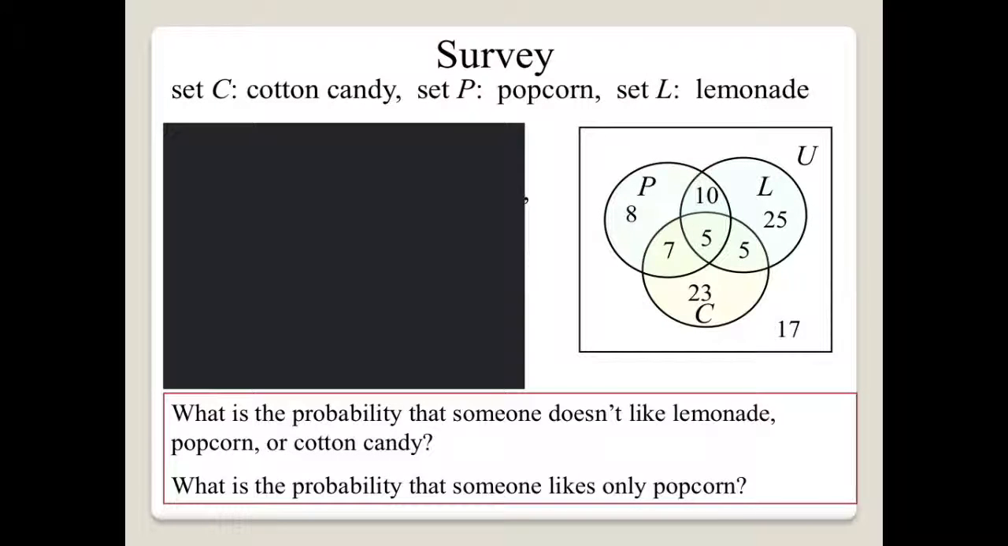Here's one last example for you to try. A Venn diagram with 3 different sets. We have cotton candy, popcorn, and lemonade. So go ahead and read the questions, and then try and identify the correct probabilities.